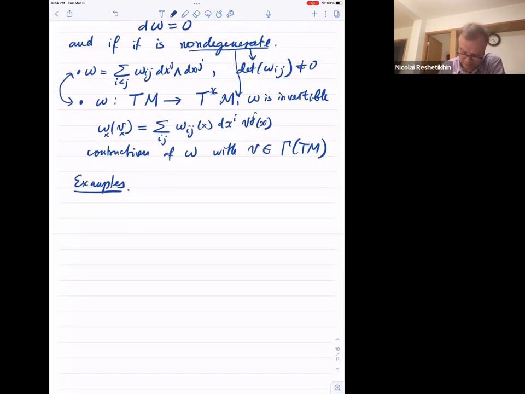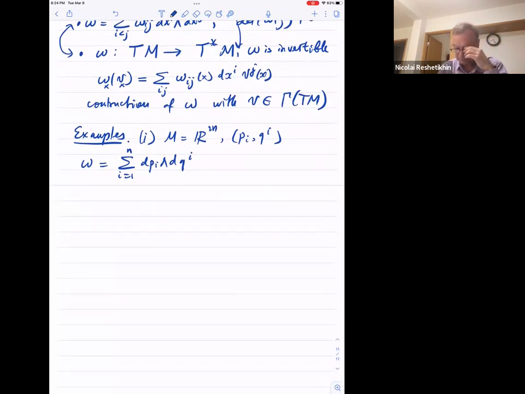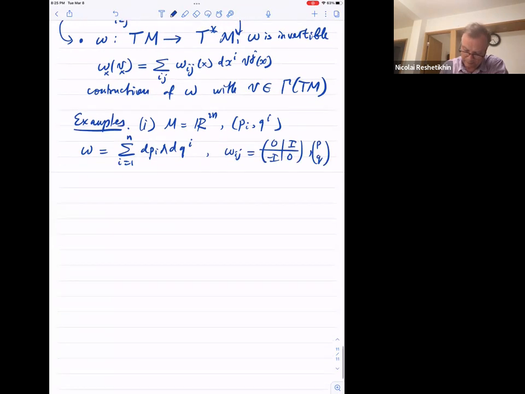So examples. First, let's start with the simplest example. M is just R^2n with coordinates p_i, q_i, global coordinates. Then omega is the sum over i from 1 to n of dp_i wedge dq_i. You can easily check that it's non-degenerate. The matrix omega_ij is just this matrix, this is for p and this is for q, and its determinant is non-zero.